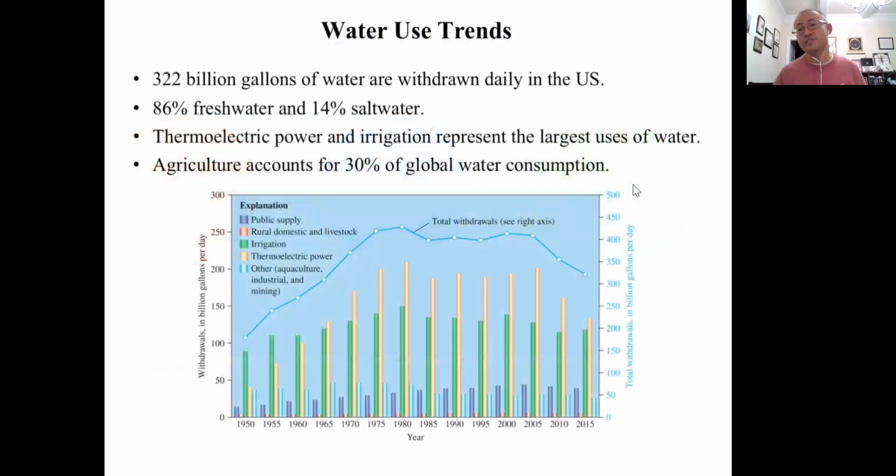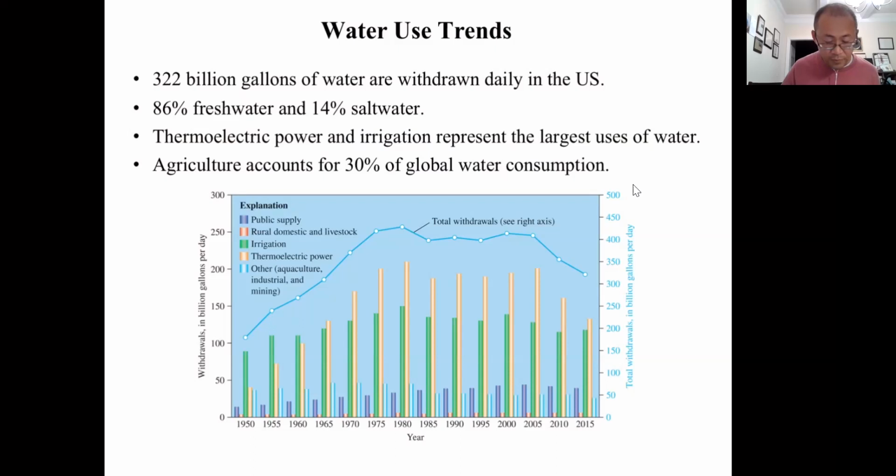And this chart shows you the water use trend. In the United States, 322 billion gallons of water are withdrawn daily, 86% fresh water and 14% seawater. Thermoelectric power and irrigation represent the largest use of water. Of course, agriculture accounts for 30% of the global water average.